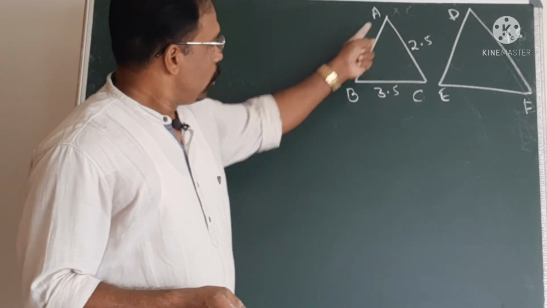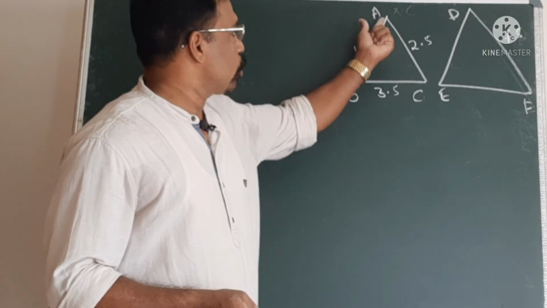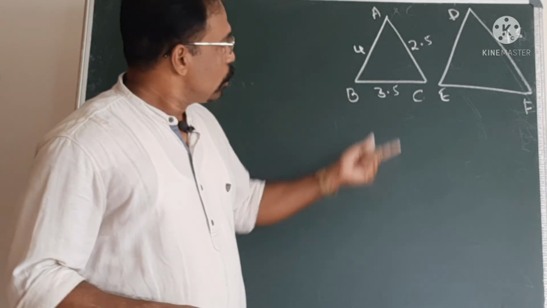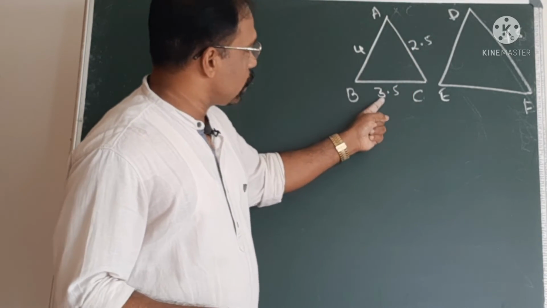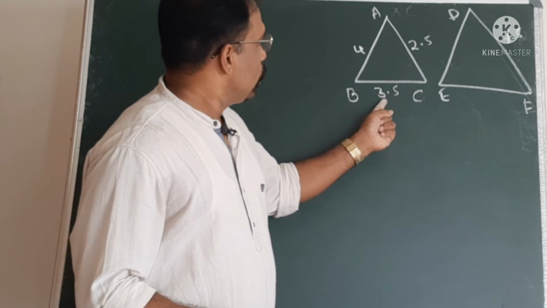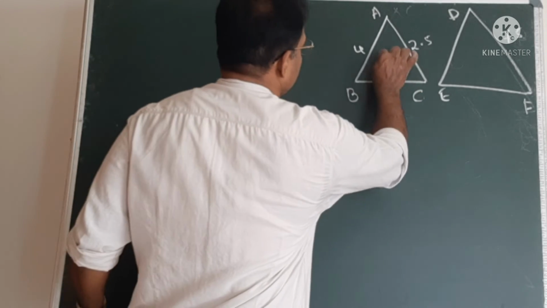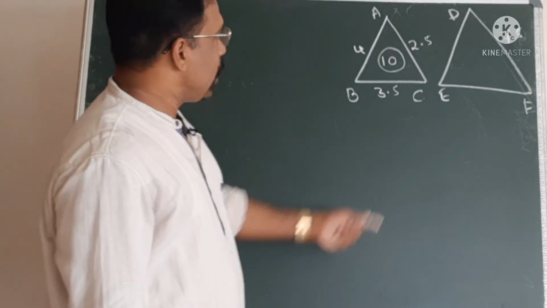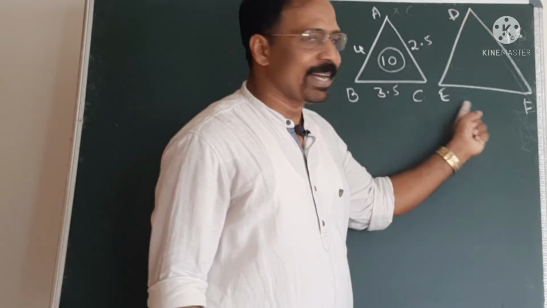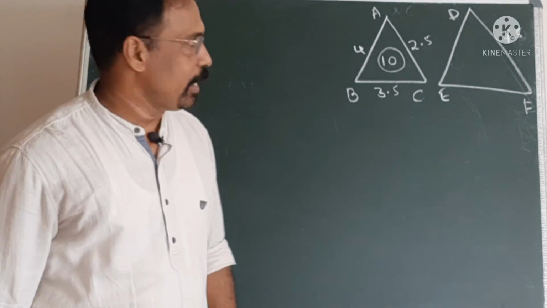Now, all measurements are given as far as the smaller triangle is concerned. So, what is the perimeter of the smaller triangle? That is 4 plus 3.5 plus 2.5. So, it is 10. So, the perimeter of the smaller triangle is 10. Now, we have to find out the perimeter of the bigger triangle, that is DEF.